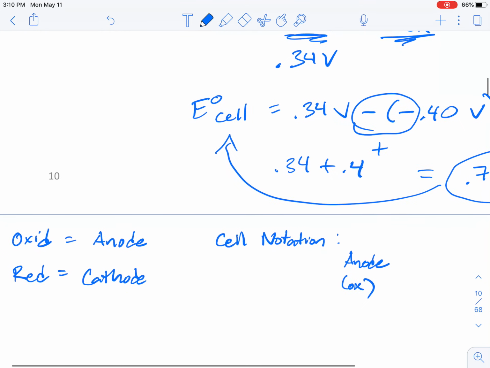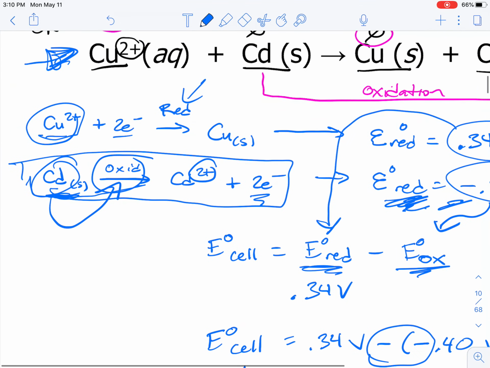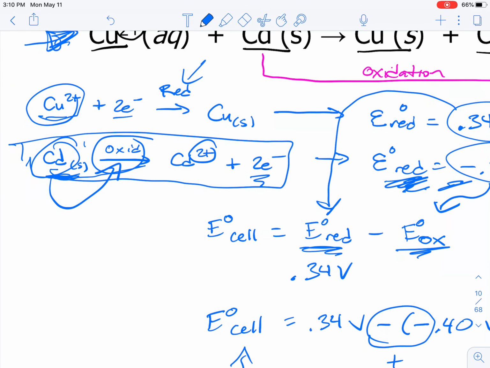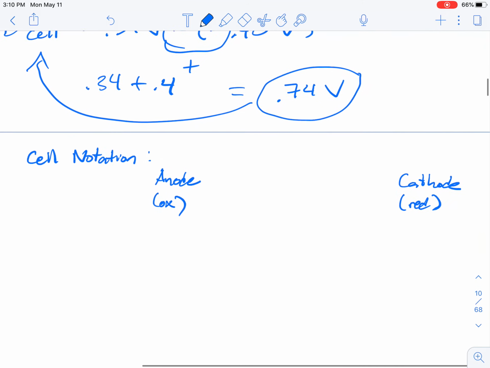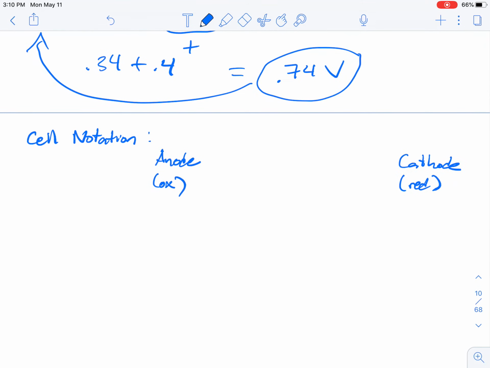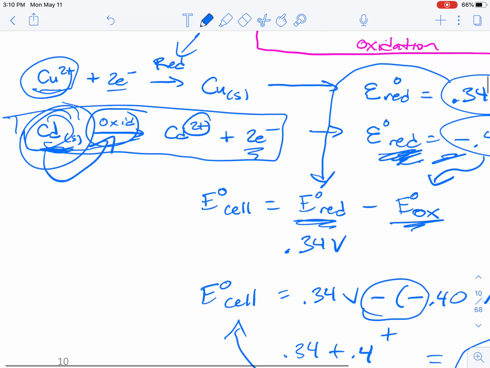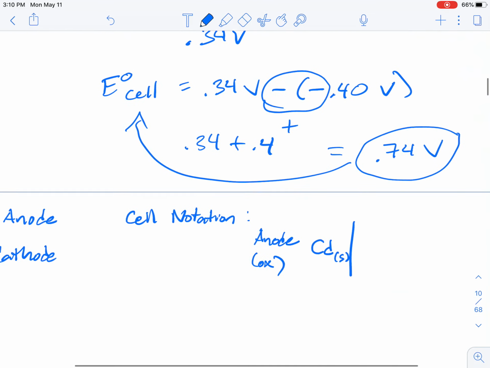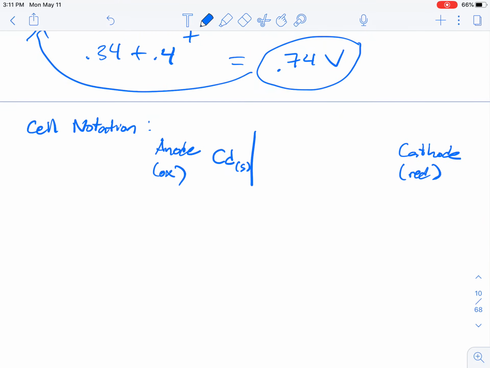And so for your anode side, which is oxidation, that's going to be cadmium. And so the first thing that you guys are going to write is cadmium solid. And then you guys are going to write the ion. So we can say that this is cadmium 2 plus, aqueous. And then you guys are going to write your double parallel lines to represent the salt bridge.